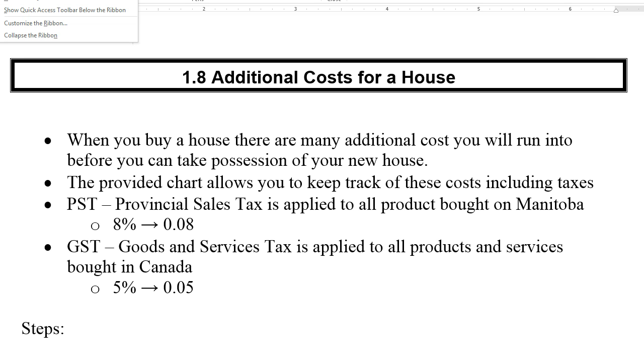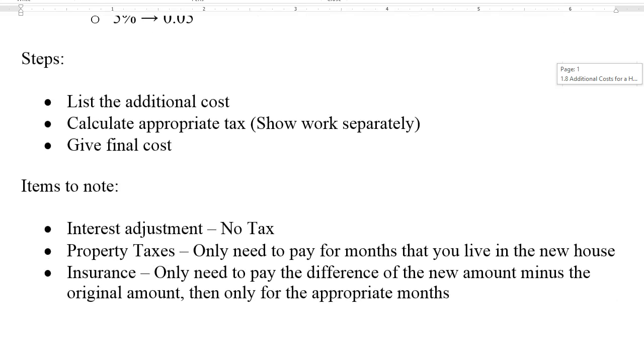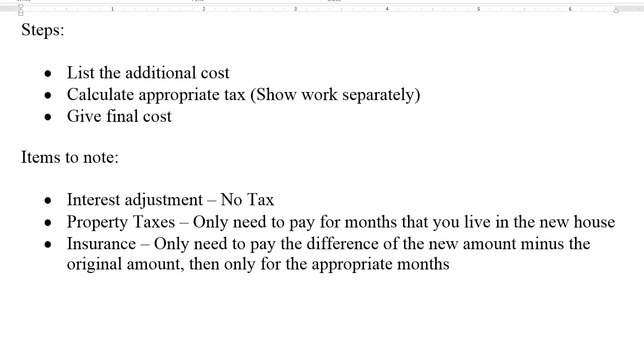So let's move down on our notes here. Basically what we have to do is list the additional costs that we are incurring. We're going to calculate the taxes, whether it's GST, PST, or both, and then finally get our final cost. You'll see that there is a section of the form that allows you to show your work. There are really only three major tricky points that you might run into when doing additional costs.